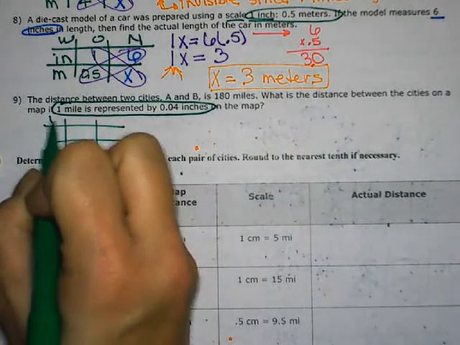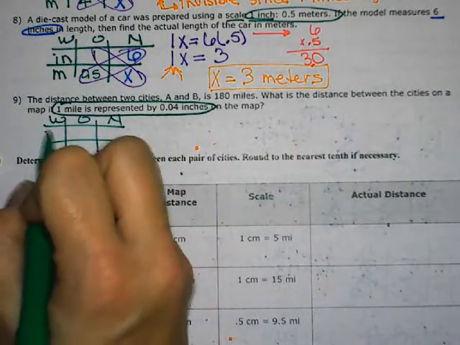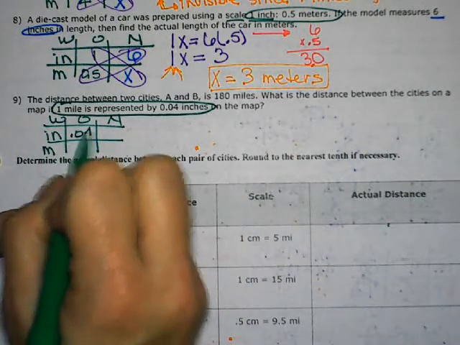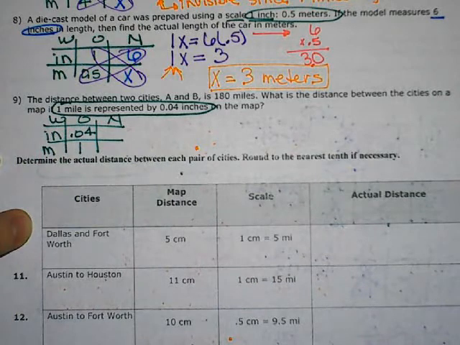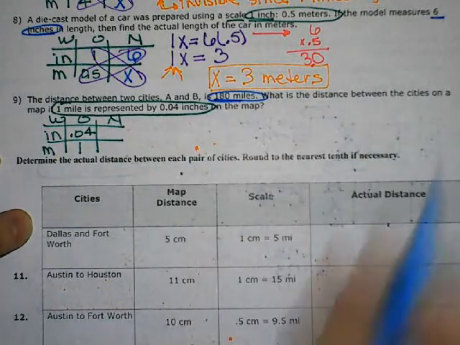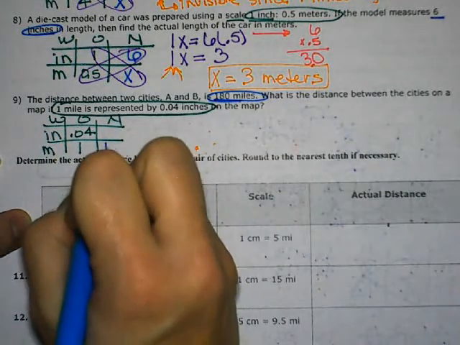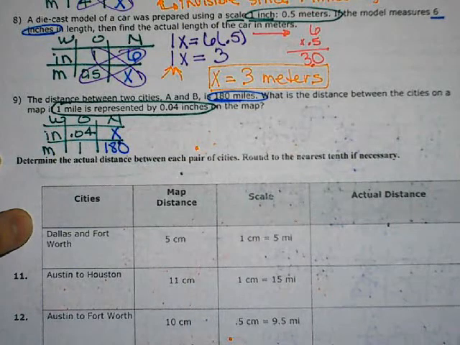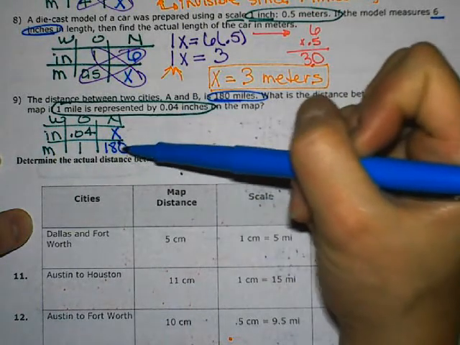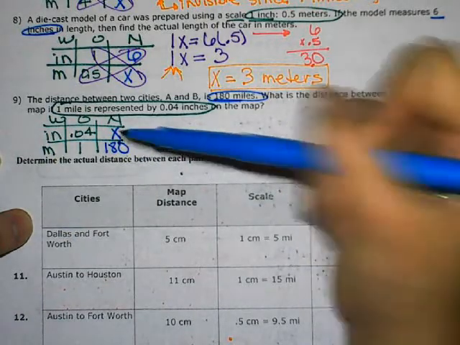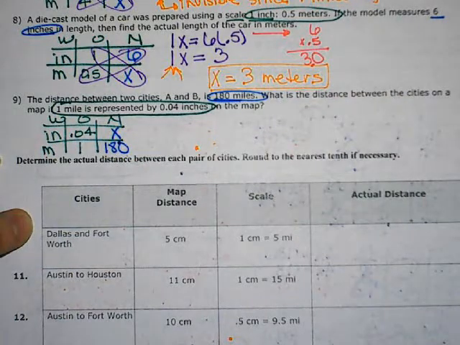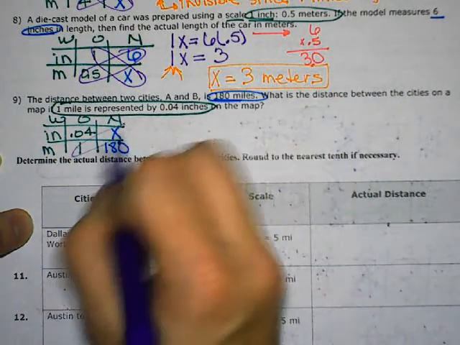Set up my table, comparing inches and miles. I can put 0.04 and 1 mile. And it also tells me that it's 180 miles. We are looking for inches. Please know that I could have written miles over inches, but for some reason I just wrote inches over miles, I guess out of habit.